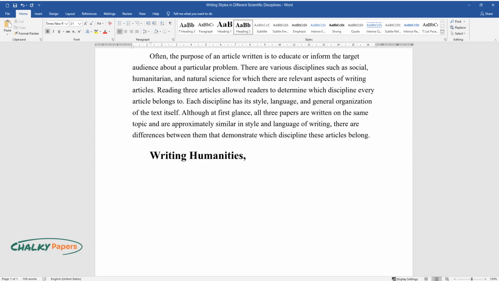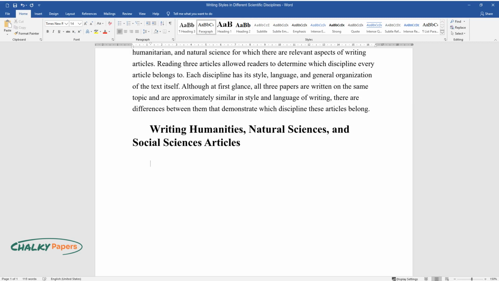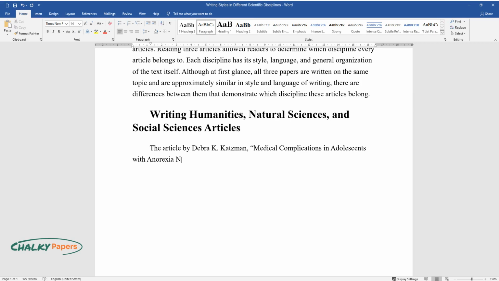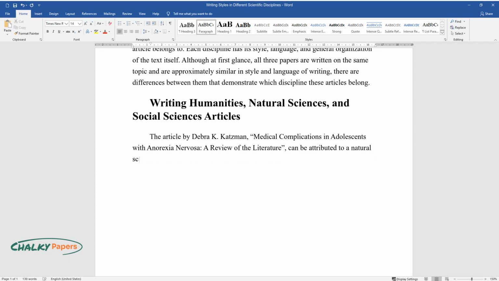Writing humanities, natural sciences, and social sciences articles. The article by Debra K. Katzman, Medical Complications in Adolescents with Anorexia Nervosa, a review of the literature, can be attributed to a natural science discipline because it tells about the medical details of the disease.